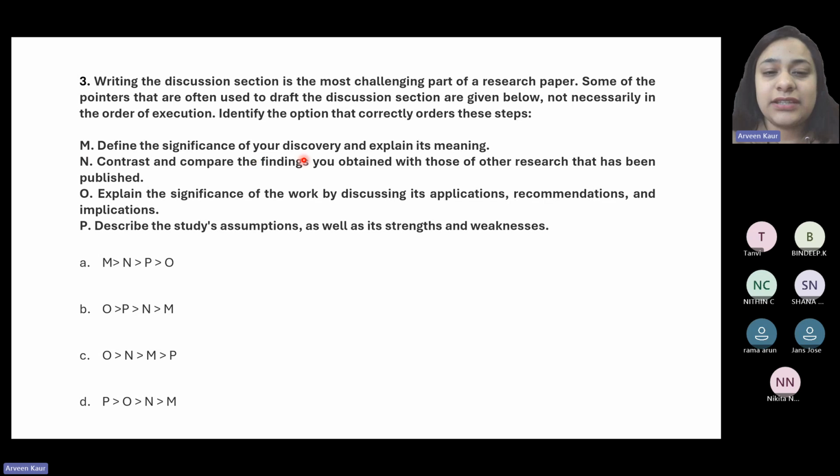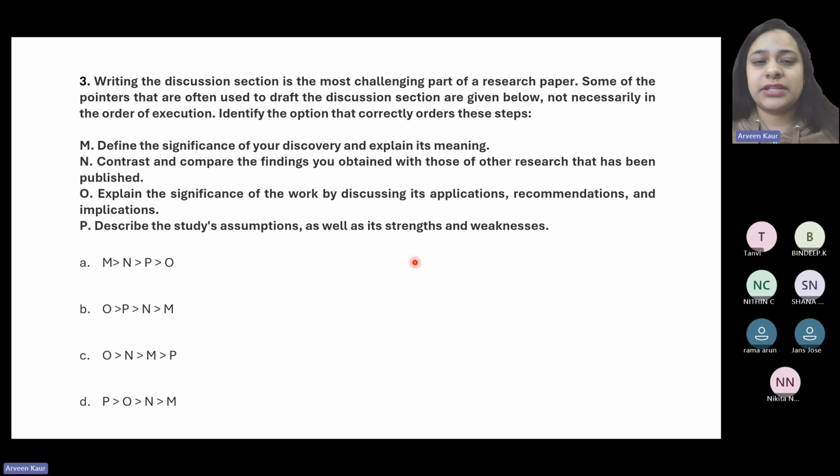M is define the significance of your discovery and explain its meaning. N is contrast and compare the findings you obtained with those of the other research that has been published. O is explain the significance of your work by discussing its applications, recommendations, and implications. And P is describe the study's assumptions as well as its strengths and weaknesses. Right?